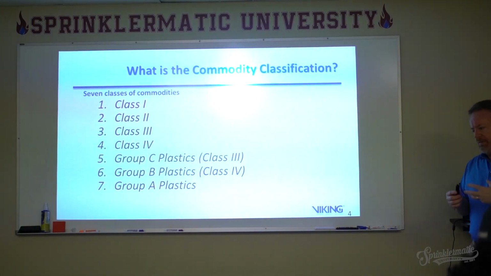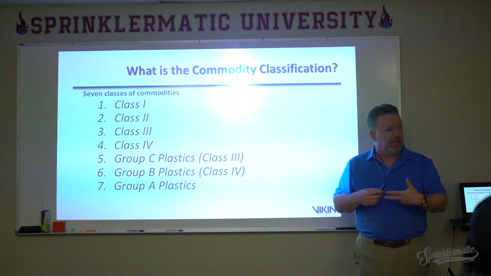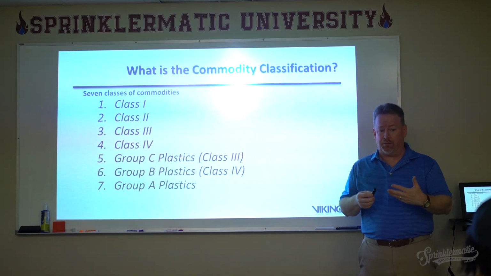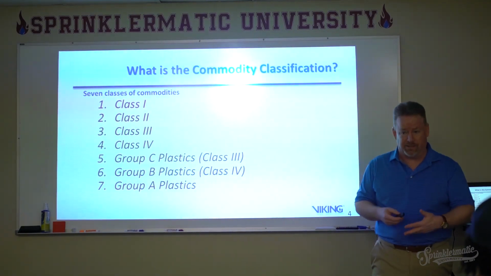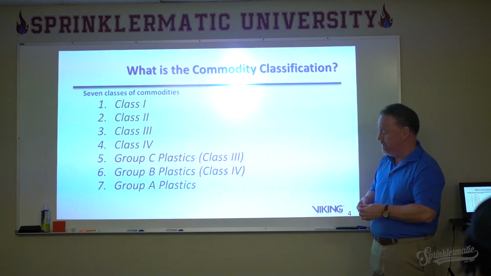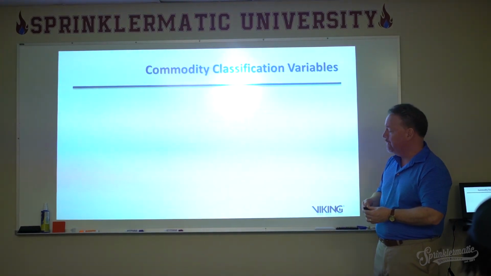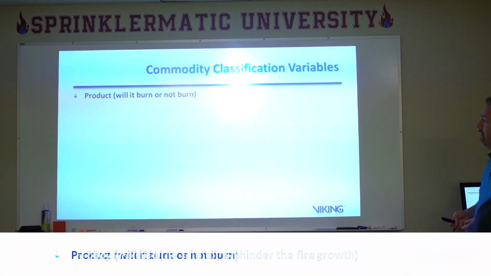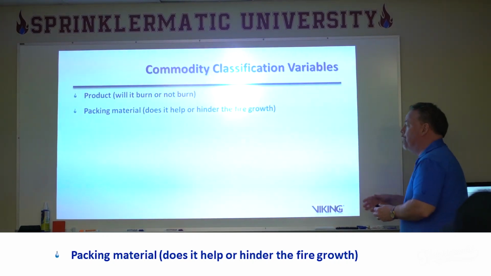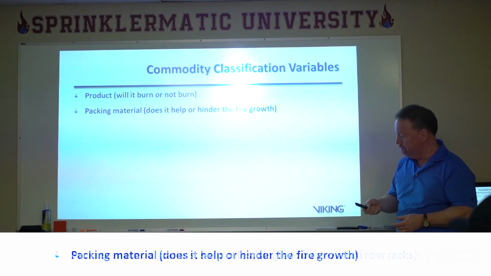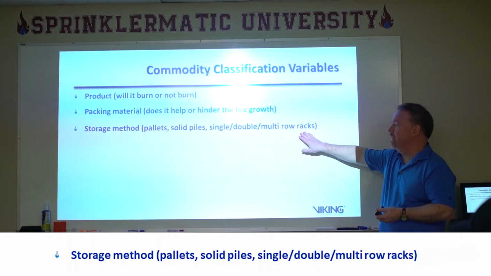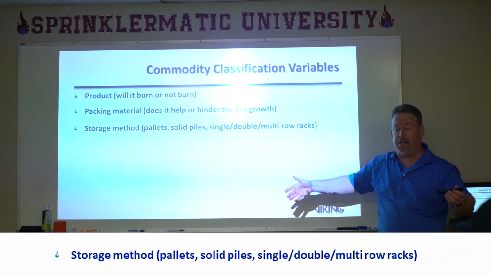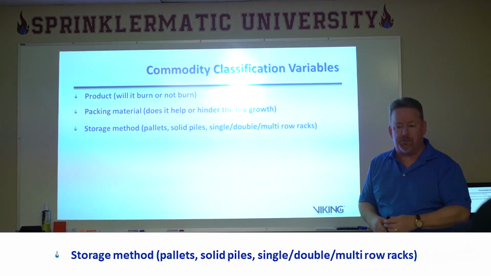So let's take a look at these commodities to start off with, because remember, it's not only about the commodity, it's how the commodity is packaged. We're also going to find out that other things, like what kind of pallets the commodity might be stored on, have an impact on this classification. So let's look at some of these commodity variables. Will the product burn or not? Does the packaging help or hinder fire growth? Storage method: is it on pallets, solid piled, single, double, or multiple row racks, movable racks, portable racks, all kinds of other arrangements that we might have.